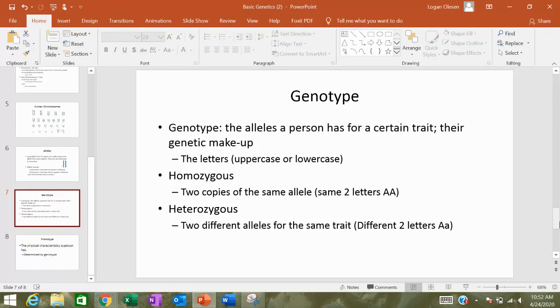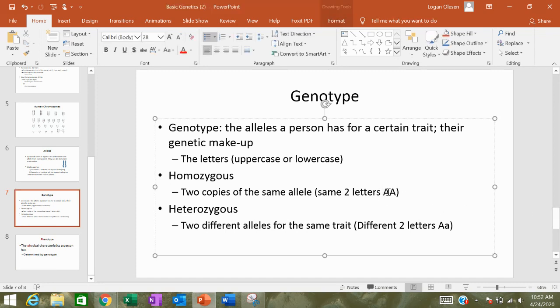If you are homozygous, the prefix homo means the same. So it's going to be copies of the same two alleles. So it's either going to be two uppercase letters or two lowercase letters. In my example I have here two uppercase A's. If it was two lowercase a's, it's still homozygous. But if it's an uppercase A and a lowercase a, it is no longer homozygous because they're no longer the same. This is where we bring in heterozygous.